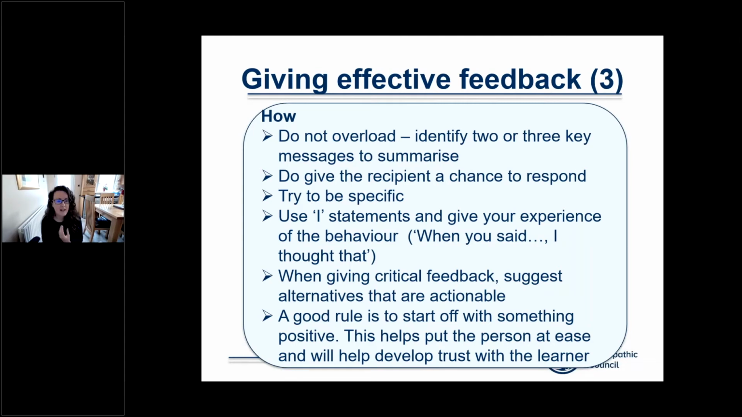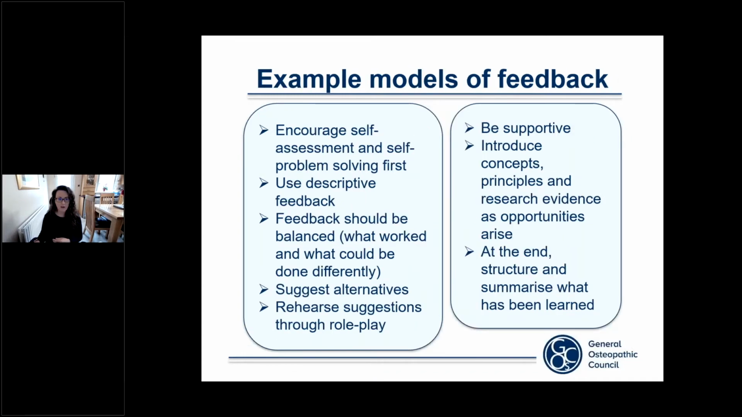I think personally, start with something positive. This will help put the person at ease, help the person to feel that bond of trust, and help them to learn in a way that is right for them. So if feedback is going well, this is what it'll look like. It will encourage self-assessment and self-problem solving first.